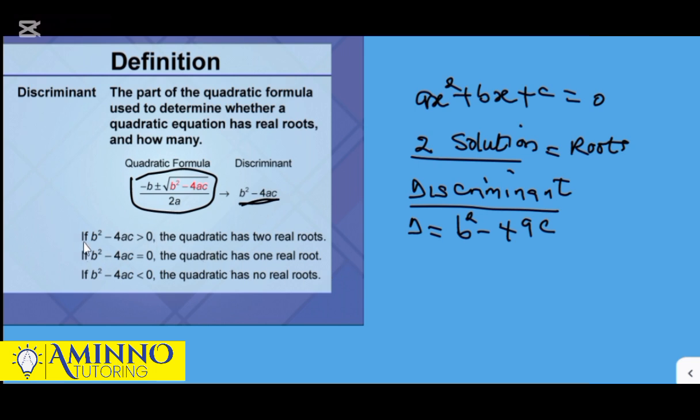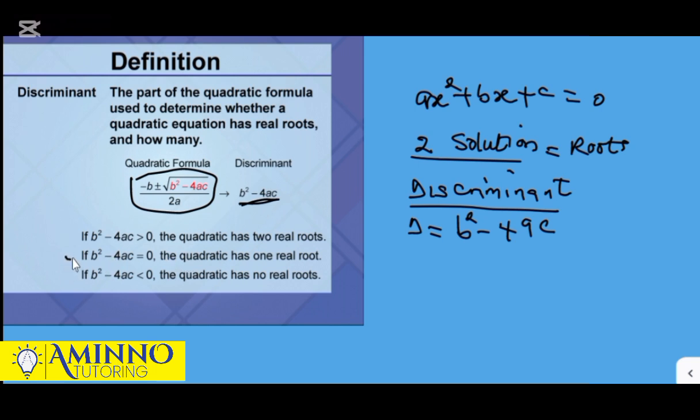Now, look at what we have here. We say that if b squared minus 4ac is greater than 0, the quadratic has 2 real roots. If it is equal to 0, it has 1 real root. If it's less than 0, the quadratic has no real root. Now, the whole of this can actually confuse you, but I'm going to explain what it means. Are you with me?